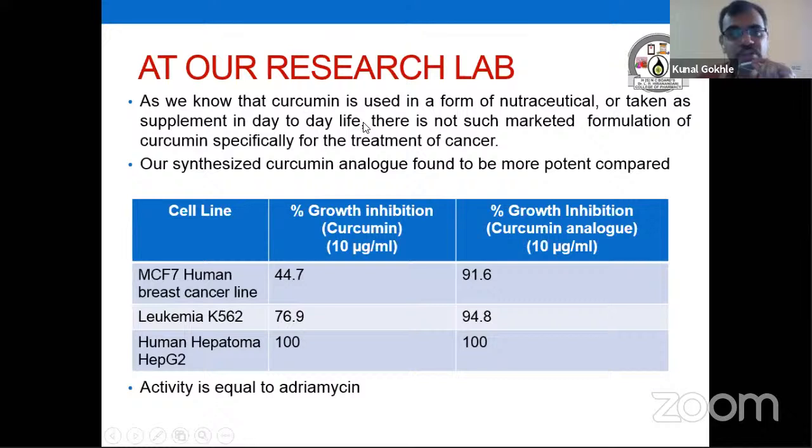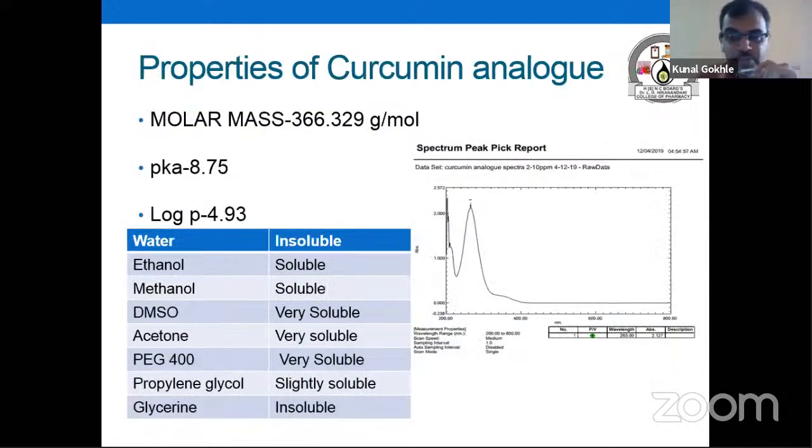for it, and curcumin also has some limitations, and therefore we have synthesized a curcumin analog successfully in our laboratory, and we subjected it to cancer cell lines. And here you can see our curcumin analog is found to be better than curcumin itself, and the activity of our curcumin analog was equal to adriamycin. We have also carried out the determination of the lambda max of our product and the determination of the molar mass. We have determined the pKa and the log P of our curcumin analog, and you can see here the log P of the curcumin analog is very high.